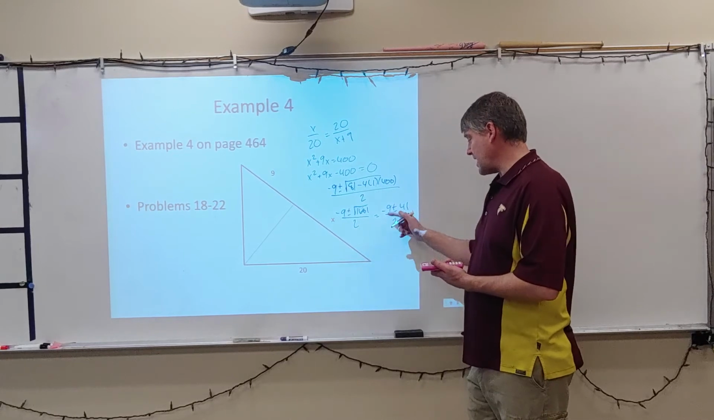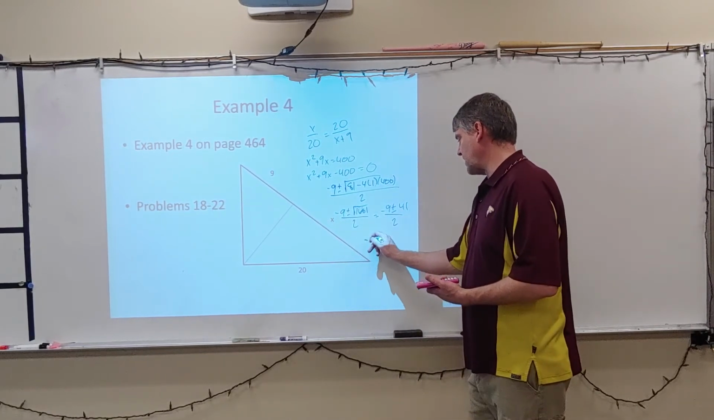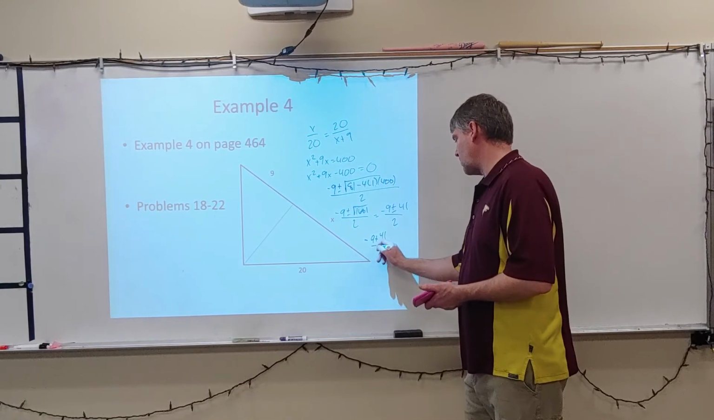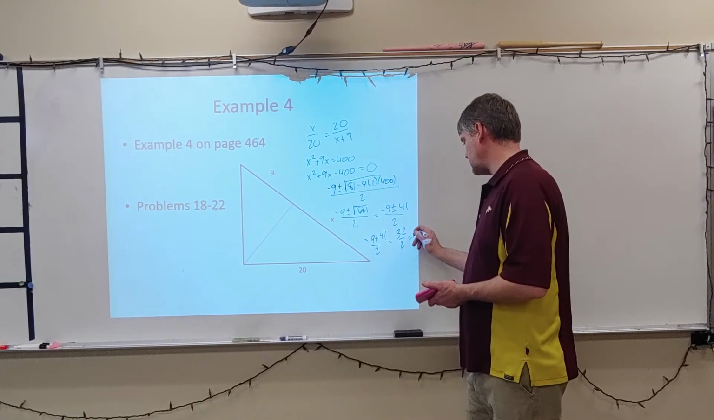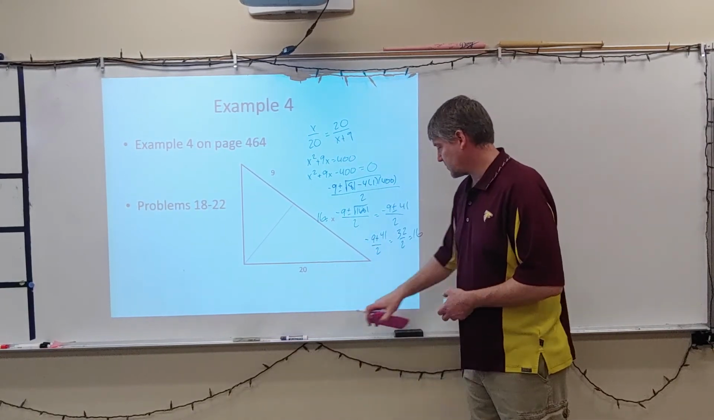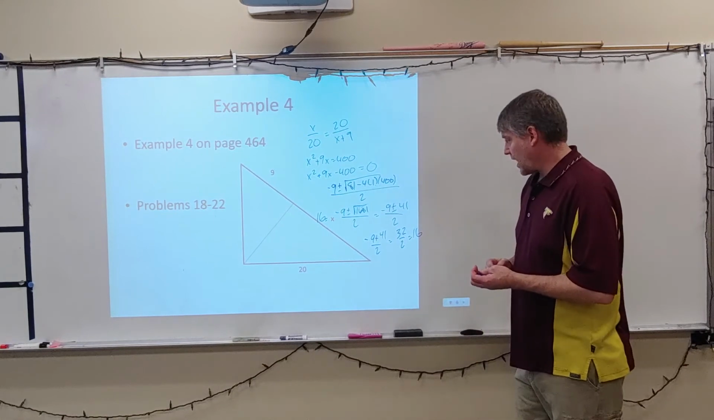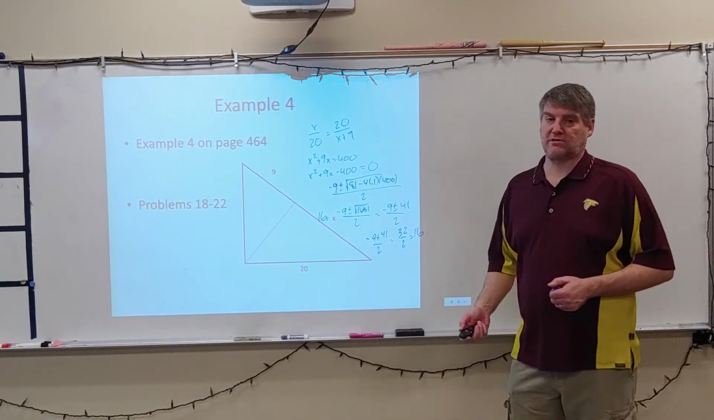So if I do the negative, that's going to give me a negative value. I can't have a negative value here. So I have negative 9 plus 41 over 2. That gives me 32 over 2, which is 16. So this value right here is 16. Okay? So it probably does factor. That's okay. We use the quadratic formula.